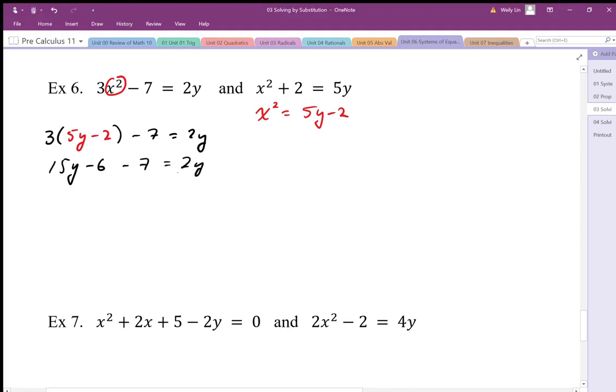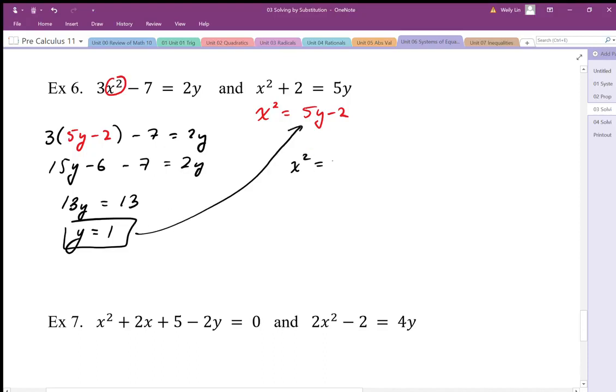And I can solve for y, so subtract 2y from both sides, add 13 to both sides, okay, to cancel out the negative 6 and negative 7. So I end up with y equals 1. Okay, remember, it's a system. I do have to solve for x. So when I substitute it back, I end up with x squared equals 5 times 1 minus 2. X squared is equal to 5 minus 2 is 3. Remember to plus minus when you square root. So I get 2 x's. So my solutions look like this.